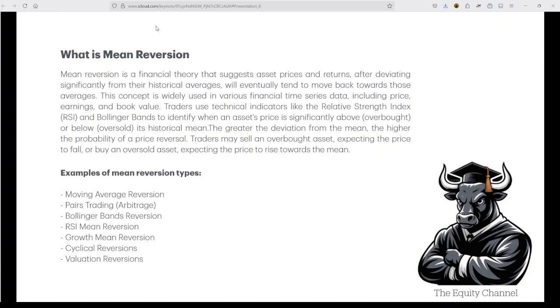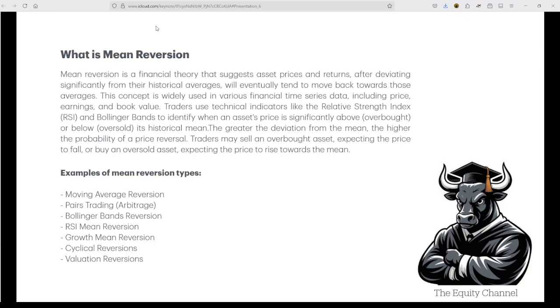Traders use technical indicators like the relative strength index, the RSI, and Bollinger Bands to identify when an asset's price is significantly above or below its historical mean. The greater the deviation from the mean, the higher the probability of a price reversal, or the greater the probability of a reversion. Now, traders may sell an overbought asset expecting the price to fall, or buy an oversold asset expecting the price to rise towards the mean.